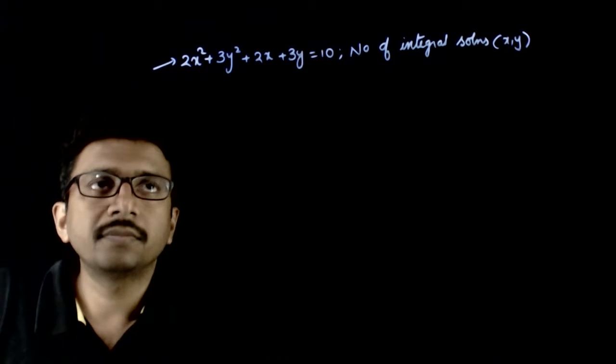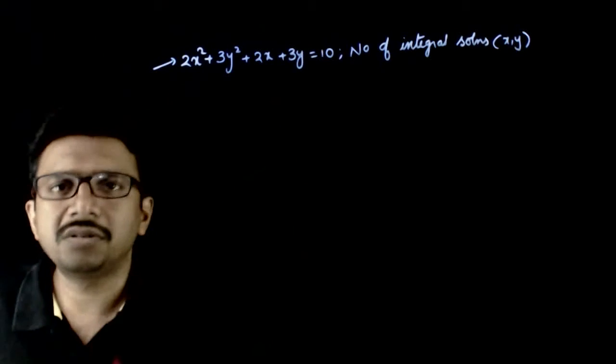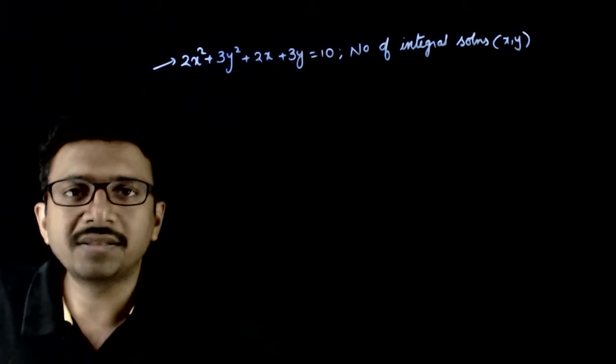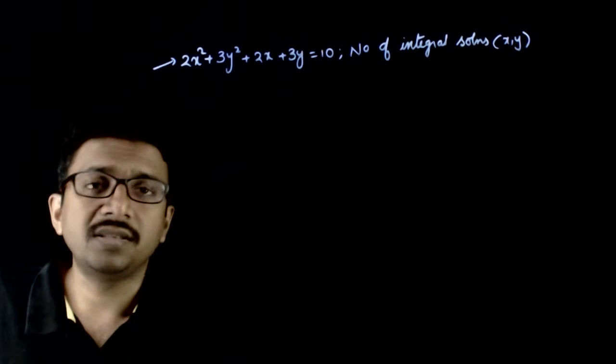So welcome students. In this question you are asked to find the number of integral solutions to this equation: 2x² + 3y² + 2x + 3y = 10.